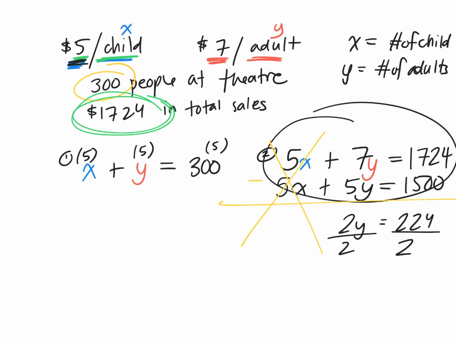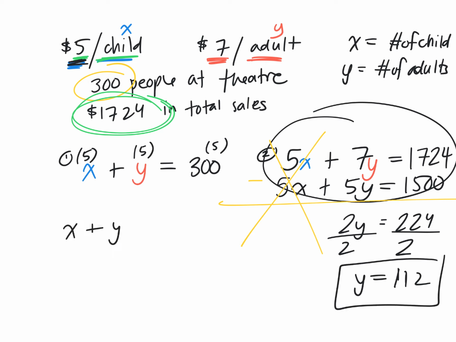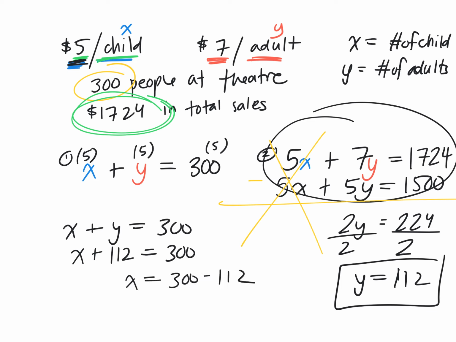Divide both sides by 2. Y equals 112. So there are 112 adults. Well, if x plus y equals 300, if there are 112 adults, how many children are there? Subtract to figure it out. 188.